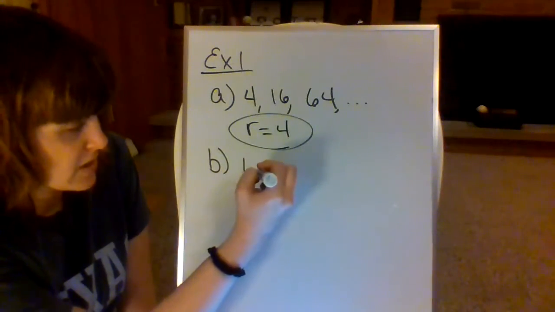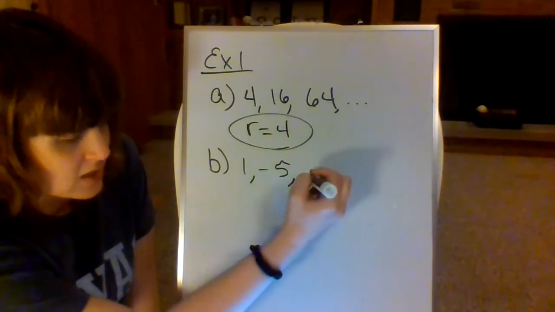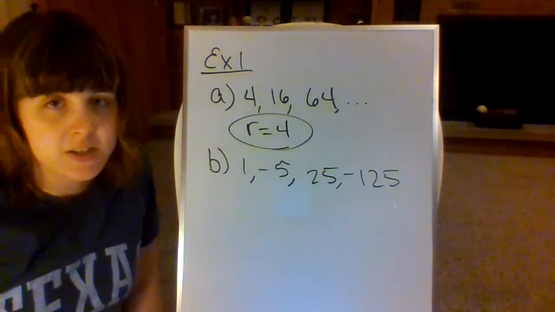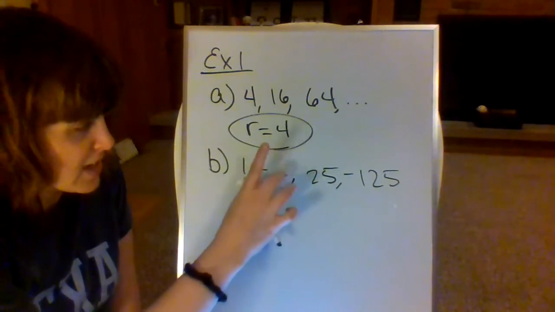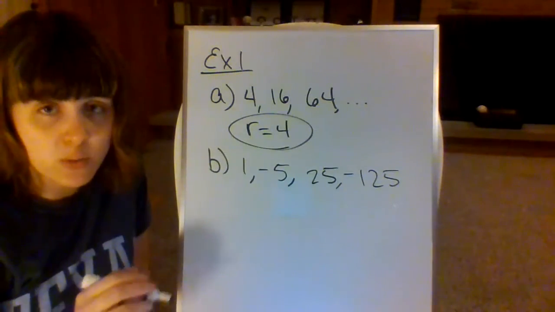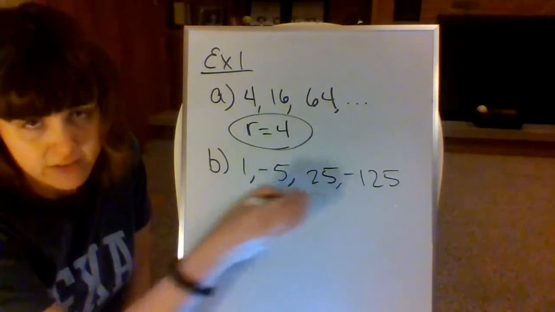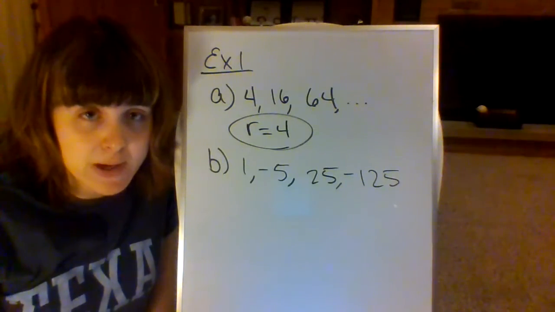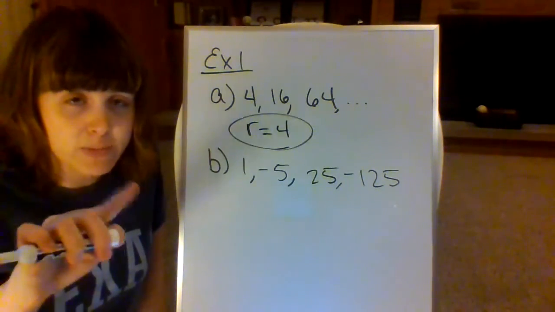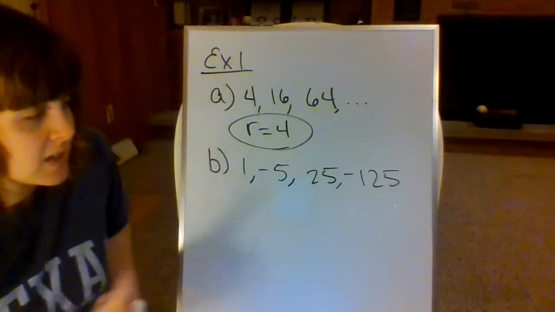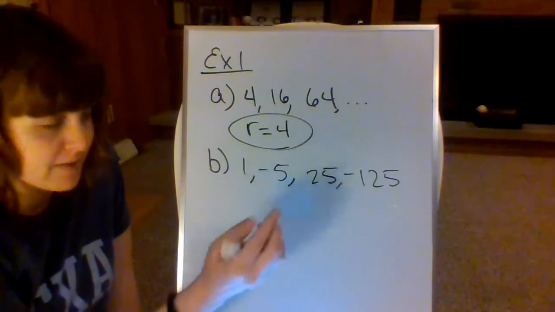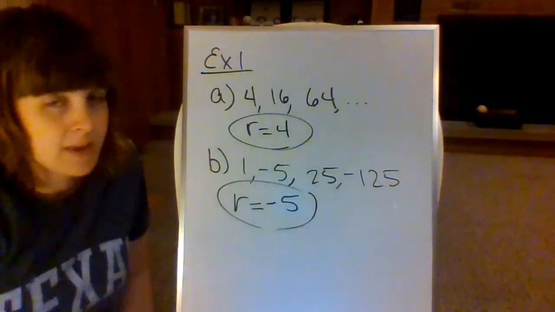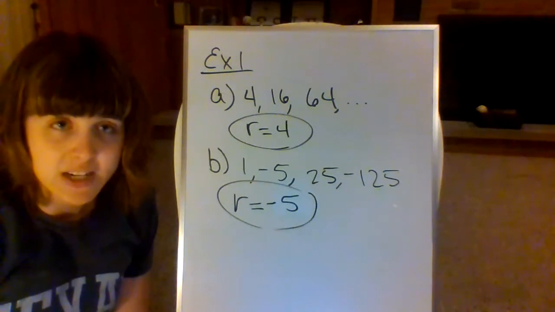Okay, now B says 1, -5, 25, and -125. So as you can see, that's a messed up 5. But besides that, we're alternating here between positives and negatives. And when that happens, that means your ratio is a negative number, because each time that you multiply by a negative number, it alternates between positive and negative. So we're multiplying by -5 here, so the ratio is -5. Alright, so that's the first example, finding the ratio.